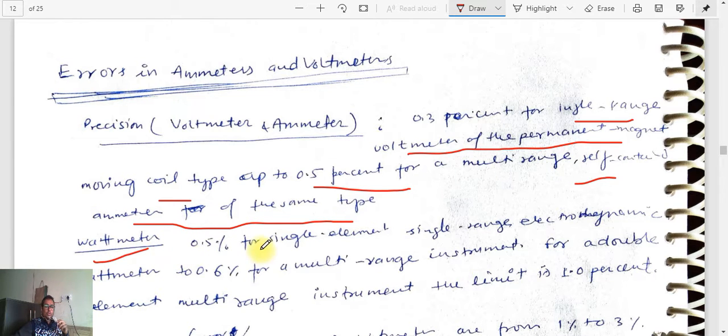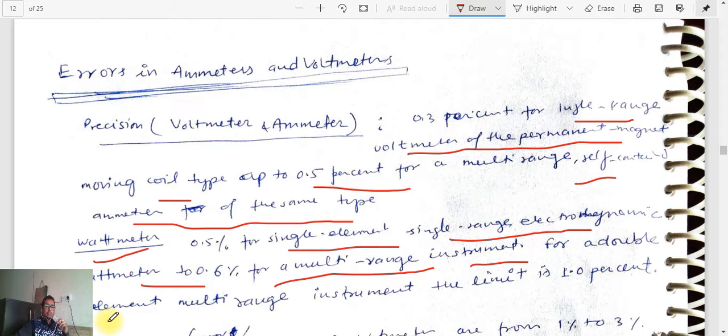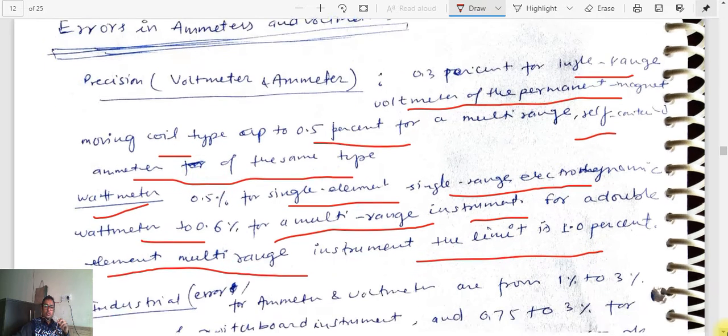What about the error in the wattmeter? It is 0.5 percent for a single element, single range electromagnetic wattmeter, to 0.6 percent for a multi-range instrument. For a double element multi-range instrument, the limit is 1.0 percent.